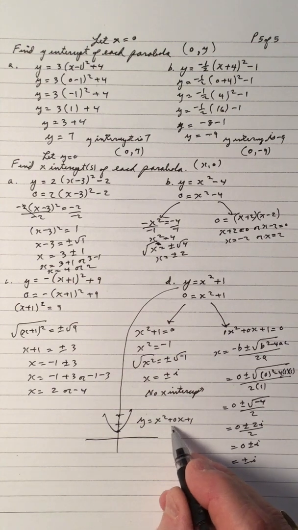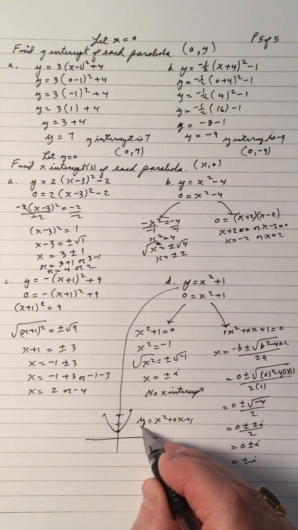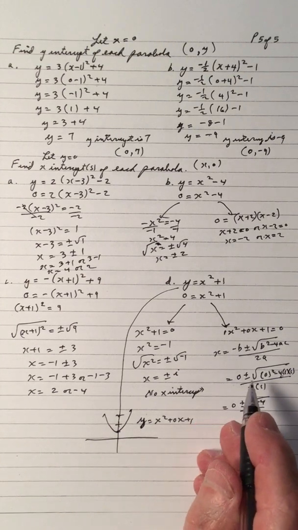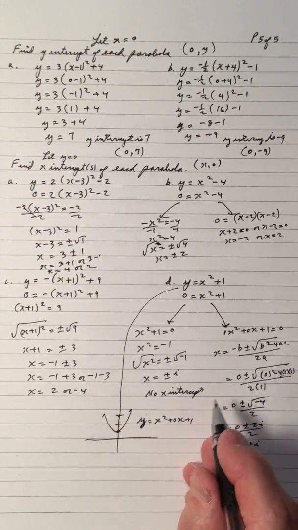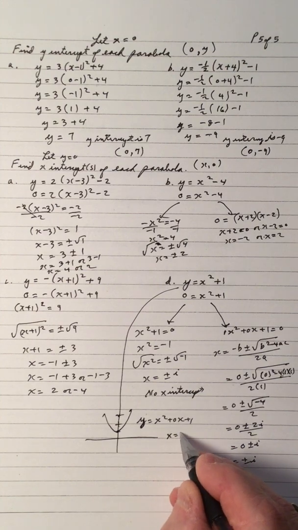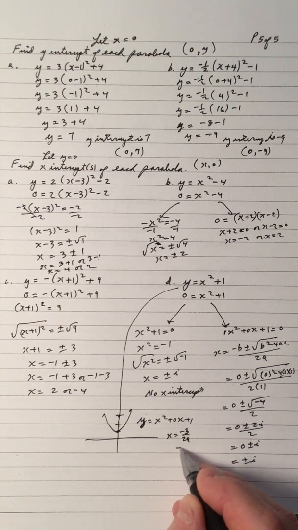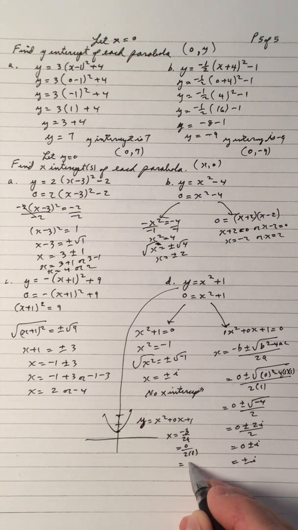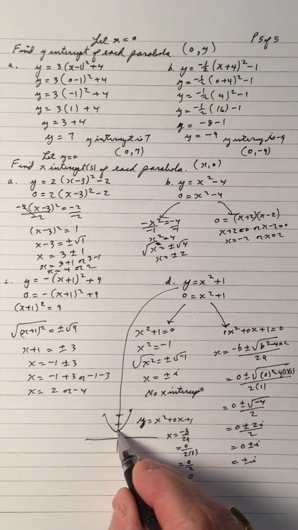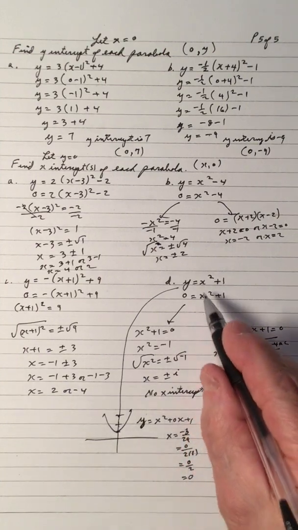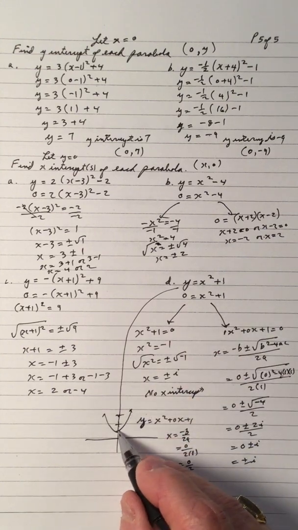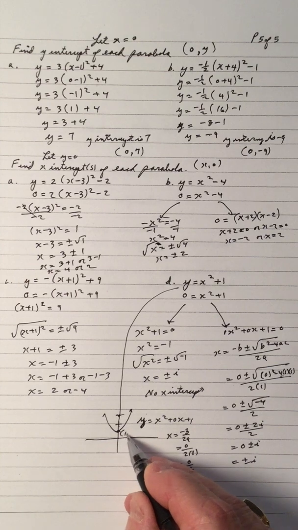Your vertex is negative b over 2a, which we worked out earlier. So if x equals negative b over 2a, that's 0 over 2 times 1, so 0 over 2 is 0. So the x coordinate of your vertex is 0. Putting a 0 back in here, you get a 1. So this is a parabola whose vertex is at (0, 1).